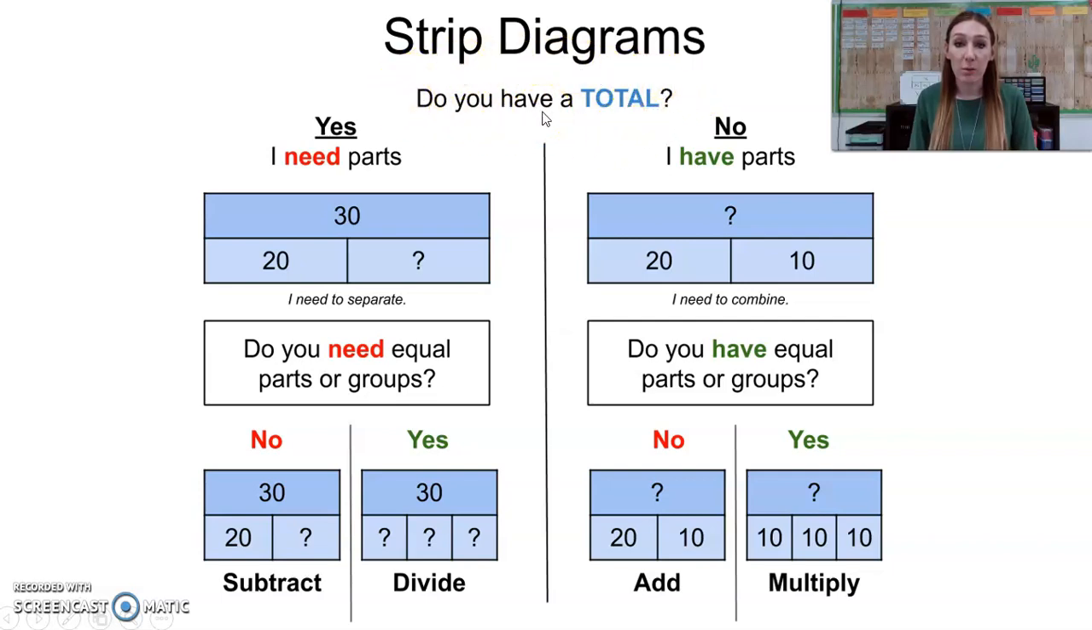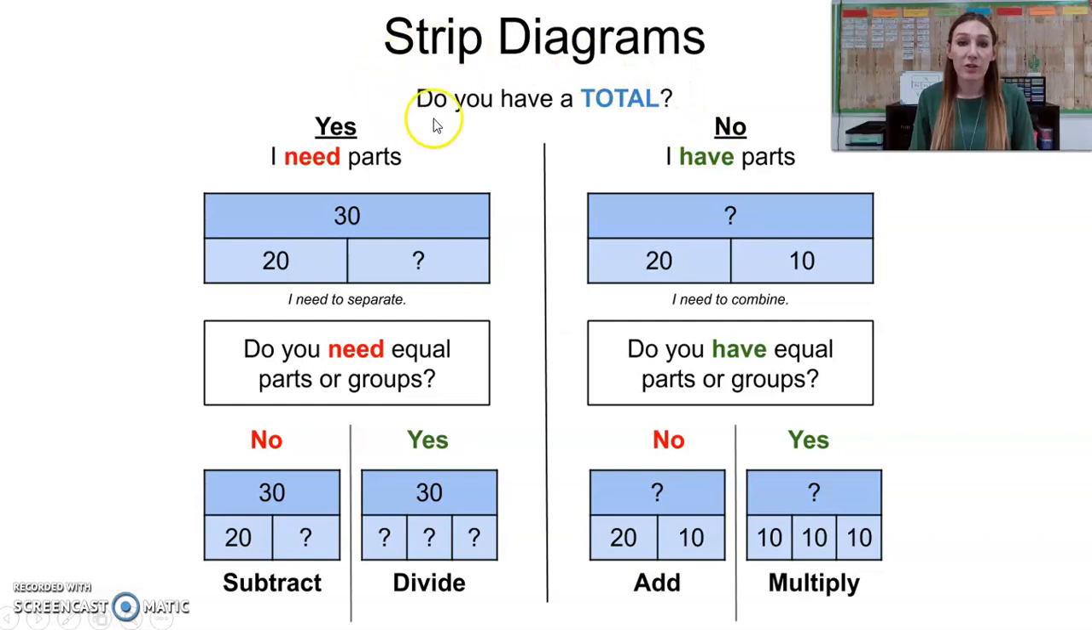So in our word problem, we're looking for a total or we already have a total. If we already have a total, this means that we need parts. So then we're going to ask ourselves, do we need equal parts or groups? If we answer no to that, we know we're going to be subtracting. If we answer yes, we do need equal parts or groups, we're going to divide.